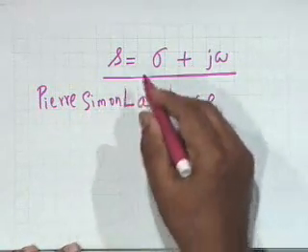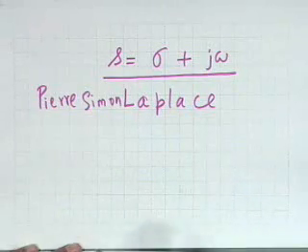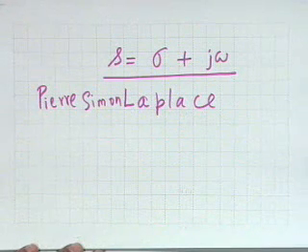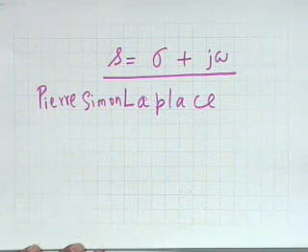He showed that if you generalize s to sigma plus j omega instead of simply j omega, then the restrictions on the convergence of transform, that is Fourier transform convergence, and the analysis of linear systems with initial conditions becomes greatly relaxed, and it can be done in situations where Fourier transform fails. We shall show several examples where Fourier transform fails, but Laplace transform does the work.